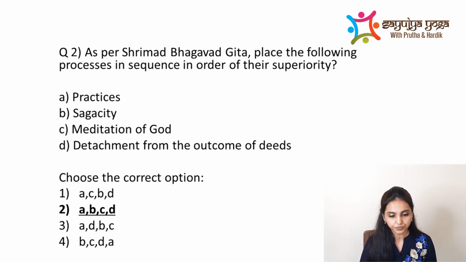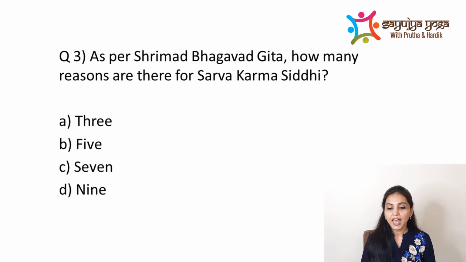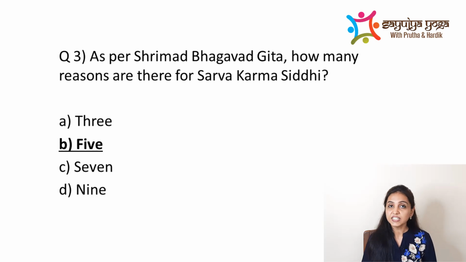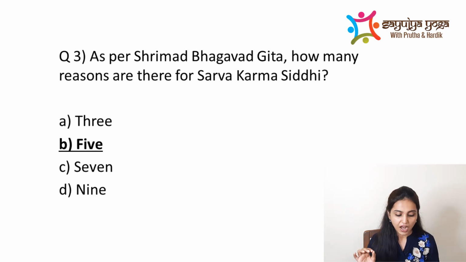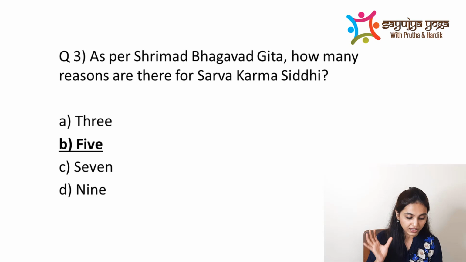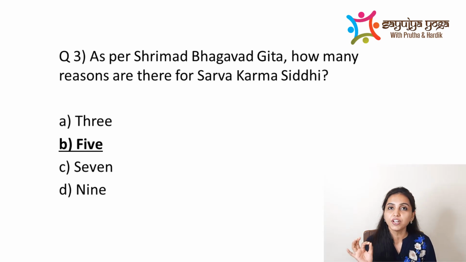Let's move further. The next question is, as per Shrimad Bhagavad Gita, how many reasons are there for Sarva Karma Siddhi? And the correct answer is option number B, 5. Now friends, this is explained in chapter number 18, that is Moksha Sannyasa Yoga, specifically in shlok number 13 and 14, which says that Panchaitani Mahabaho Karanani Nibodhame Sankhya Krutante Proktani Siddhaye Sarva Karmanam.